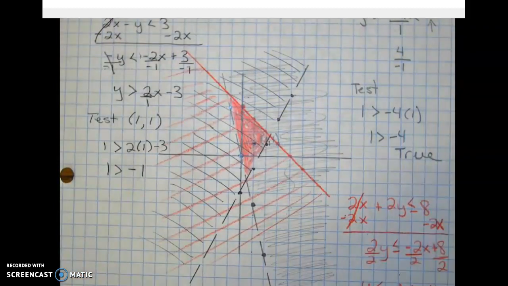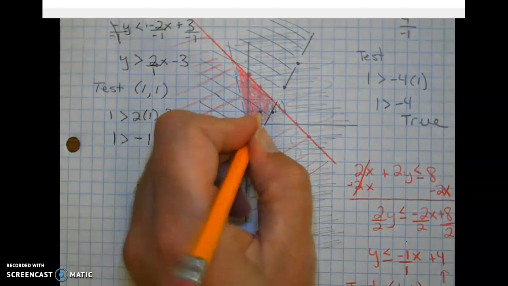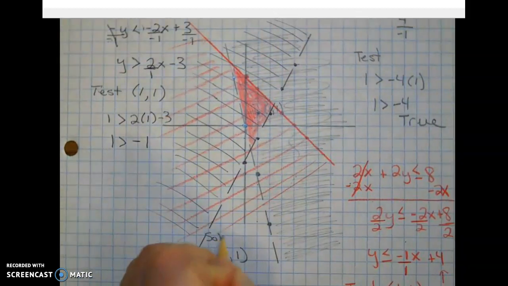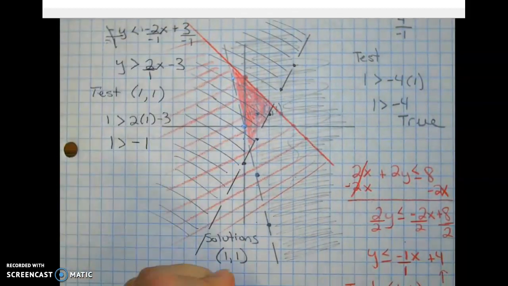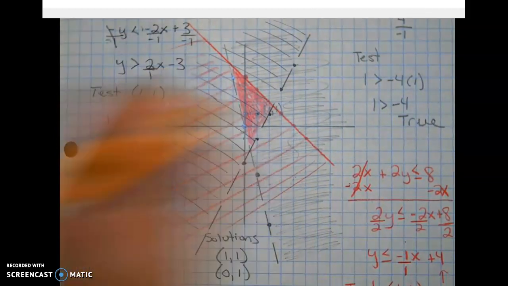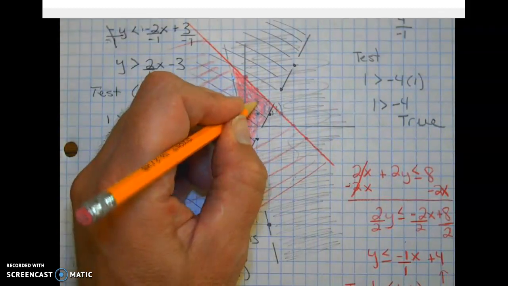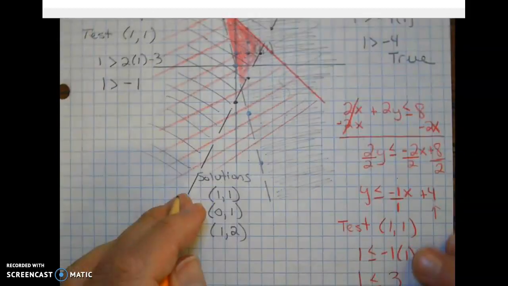So let's write down some of those solutions real quick. So we already know one solution is definitely 1, 1. It's in that triple shaded region. Okay, how about 0, 1? That would work. That's in there. How about 1, 2? That's a good one.